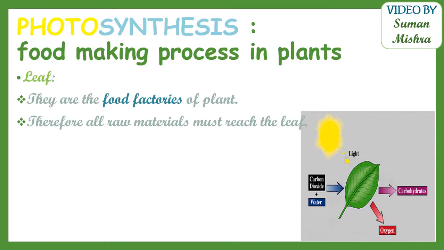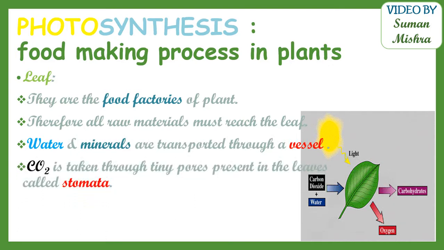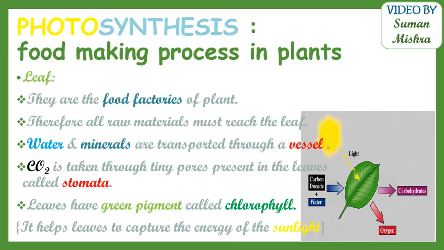Because food production happens only in the leaf, all the raw materials must reach it. What are the raw materials? Sunlight, carbon dioxide, water, and minerals. All of these should reach the leaf so that the food preparation can start. Water and minerals are transported through the vessels already seen. Then CO2 is taken through tiny pores present in the leaf called stomata. Leaves have green pigments called chlorophyll, and this chlorophyll helps to capture the energy of sunlight.